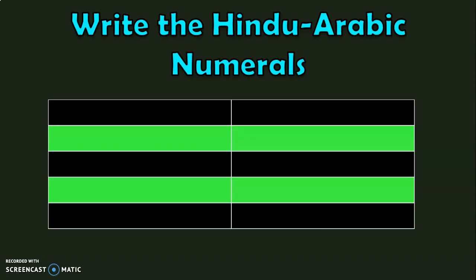Now let us move on to the activity. Write the Hindu-Arabic numerals for the Roman numerals. What is the answer for this? It is 50 plus 10 plus 10, 70 plus 2, 72. The answer for this is 50 plus 10, 60 plus 9, 69.